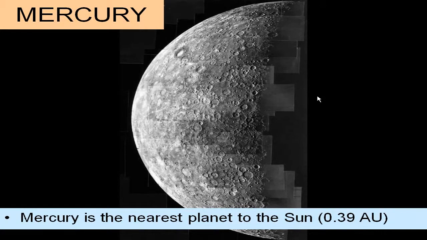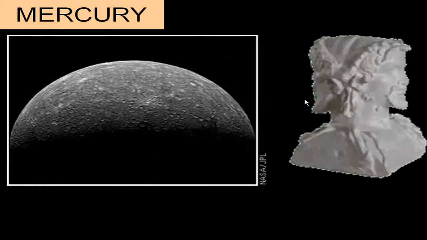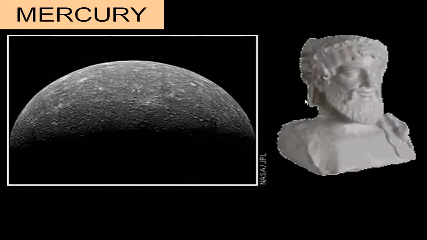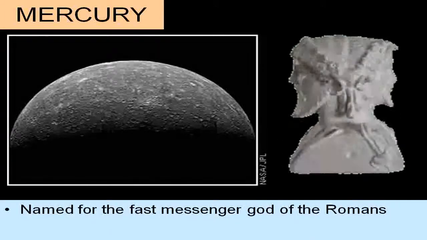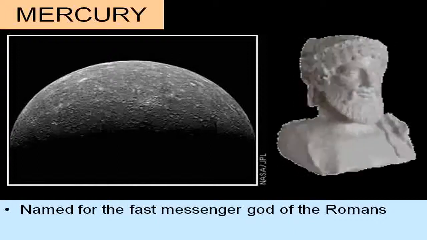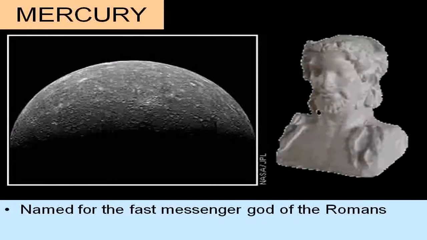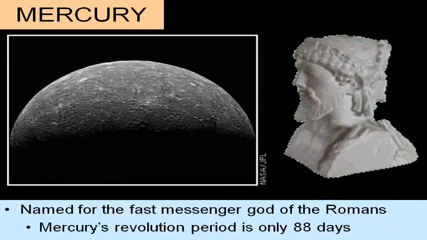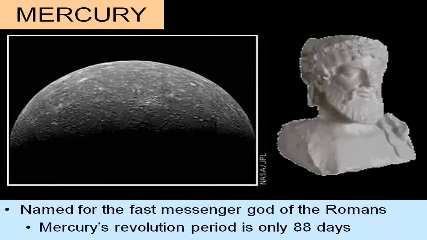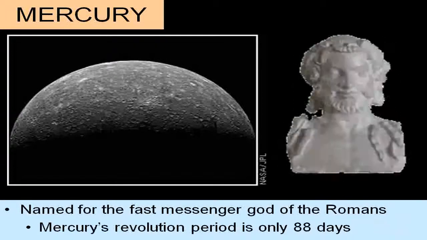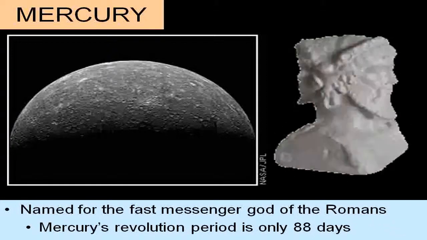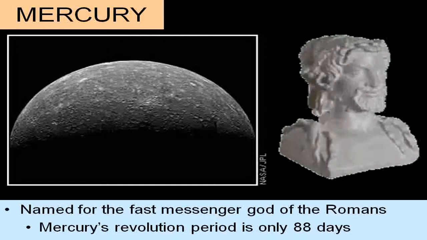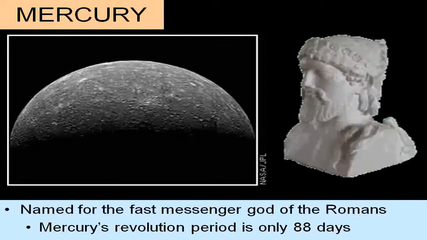Mercury is the nearest planet to the Sun, 0.39 astronomical units. And like the messenger god, it's named for the fast messenger god of the Romans. And partly that's because it takes so little time to revolve around the Sun. It only takes 88 days to go around the Sun, so approximately 3 Earth months. So in the course of a year, Mercury will go around the Sun 4 times, while the Earth goes around the Sun just once.